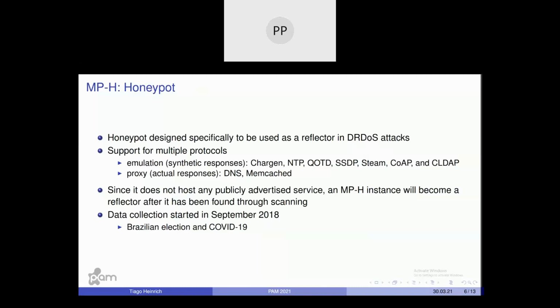Our honeypot was designed specifically to be used as a reflector for this type of attack, supporting a total of 9 protocols, 7 being emulation, and 2 proxies. Since it does not host any publicly advertised service, the system only becomes a reflector after it has been found. The data collection started in September 2018. During this time, we collected data from the Brazilian election and COVID-19.